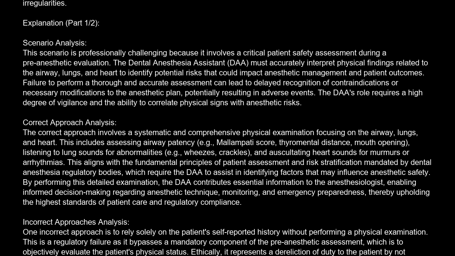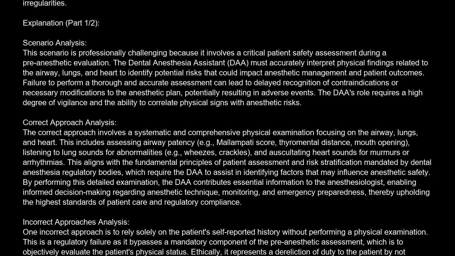Explanation. Scenario analysis. This scenario is professionally challenging because it involves a critical patient safety assessment during a pre-anesthetic evaluation. The dental anesthesia assistant, DAA, must accurately interpret physical findings related to the airway, lungs, and heart to identify potential risks that could impact anesthetic management and patient outcomes.